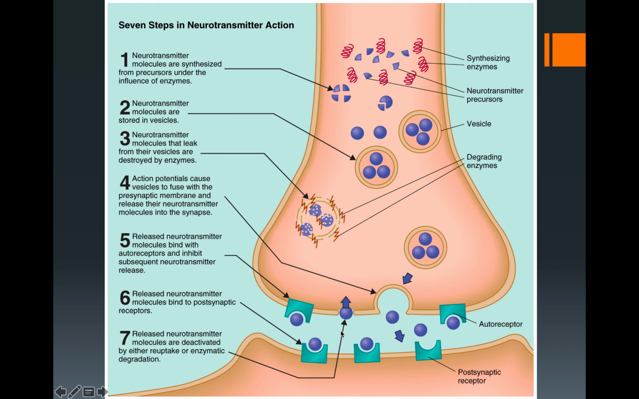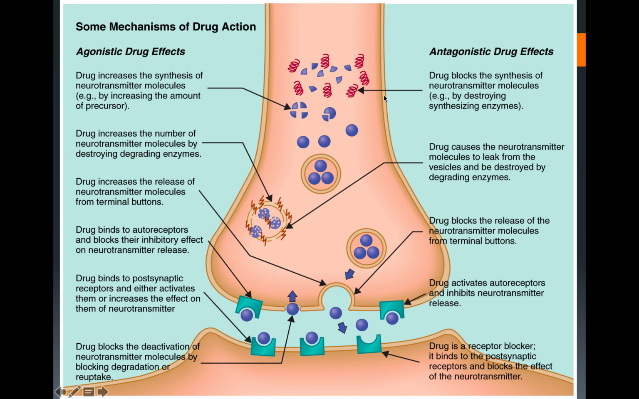And then we also talked about how neurotransmitters could bind with a receptor on their presynaptic membrane called an autoreceptor, which can influence subsequent release. So that's what happens in neurotransmitter action. So now let's look at drugs that are agonists versus antagonists.